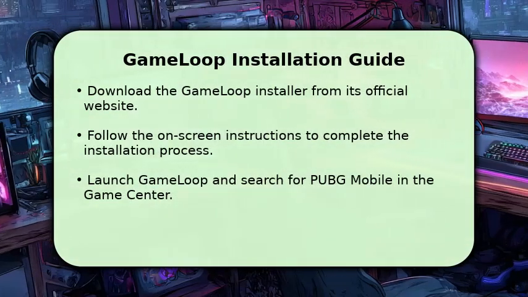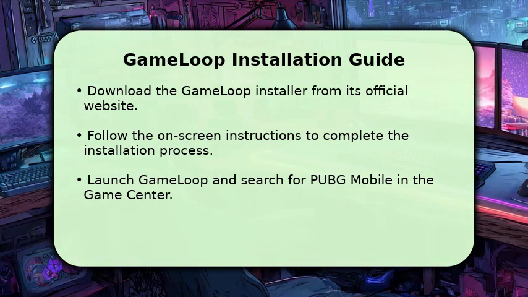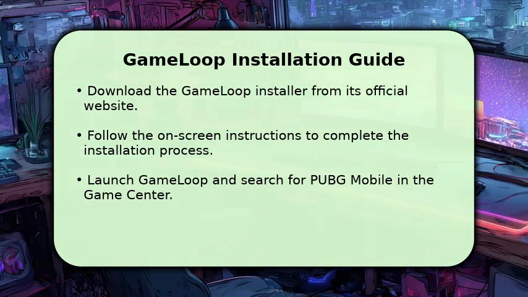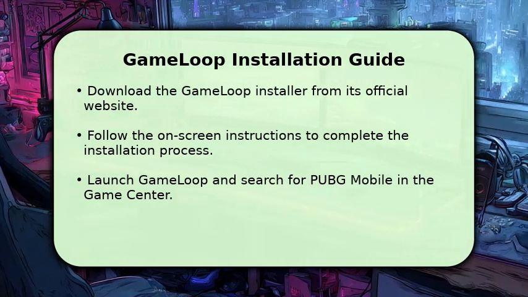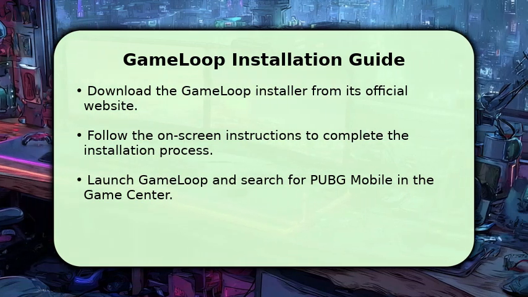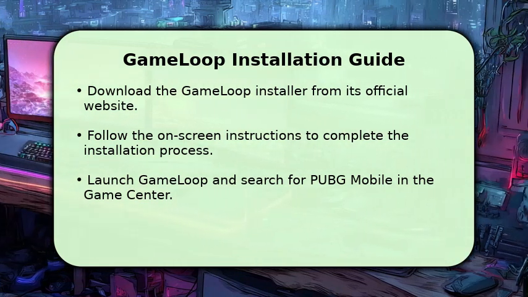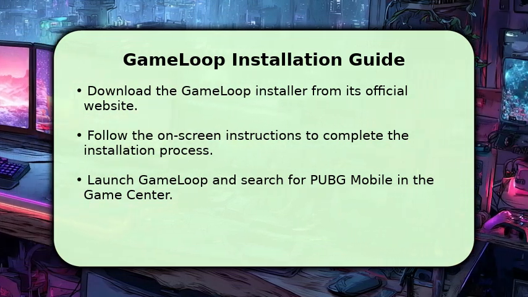First, download the GameLoop installer directly from its official website. Once downloaded, simply run the installer and follow the straightforward on-screen prompts to complete the setup. After installation, launch GameLoop, navigate to the Game Center, and search for PUBG Mobile. Click to install the game within the emulator, and you'll be ready to dive into the action.